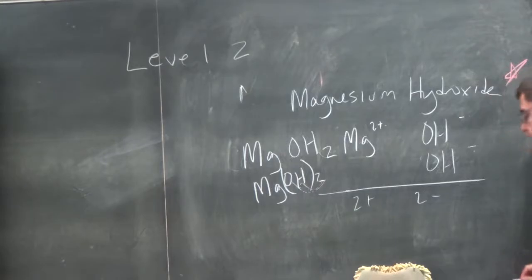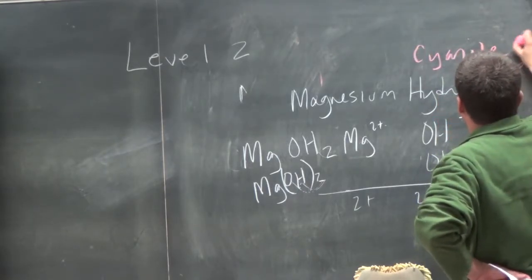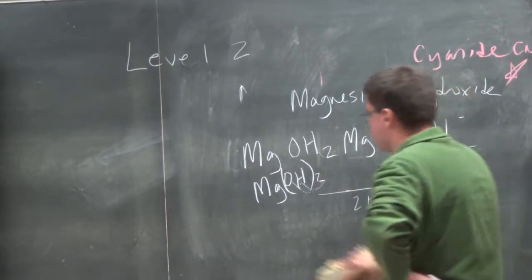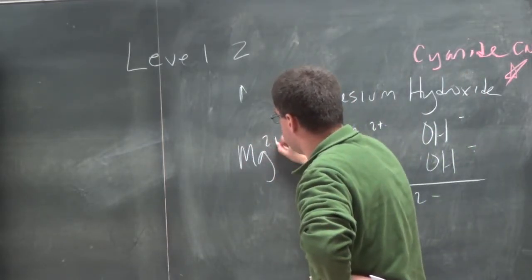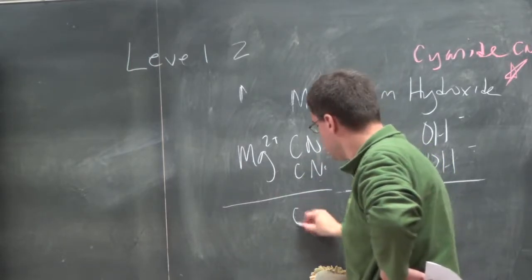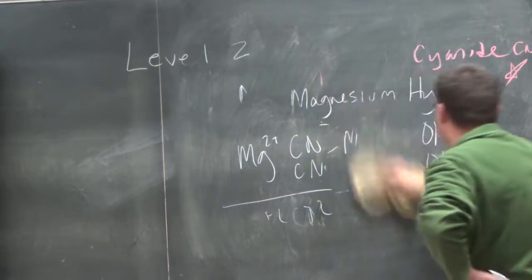Another derivative of this you'll see is cyanide. Same thing. With CN negative. Again, if I have magnesium cyanide, same idea. Mg 2 plus, CN negative. 2. Right? Oh, sorry. Negative 2, positive 2.